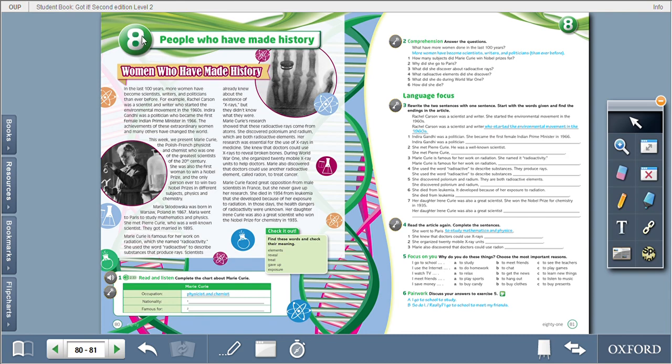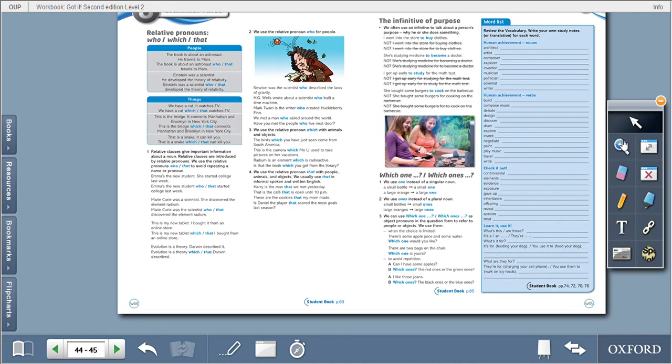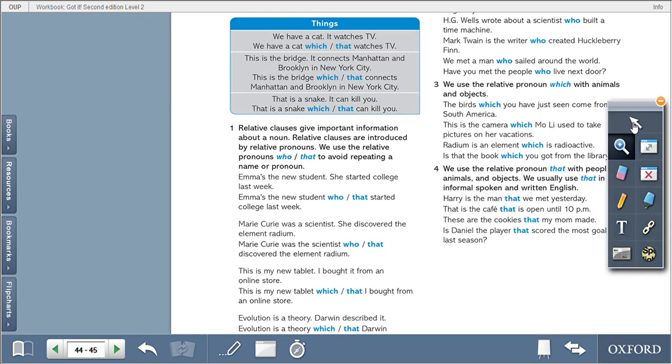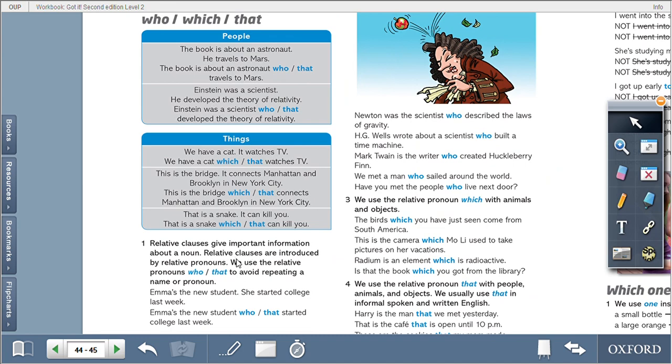Started with unit number 8, people who have made history. So today we're going to continue with relative pronouns. ¿Qué es un pronombre relativo? Se preguntarán ustedes. Chicos, relative pronouns like who, which, and that, as you can see here, we use them, who, which, and that, to avoid repeating a name or pronoun, right?